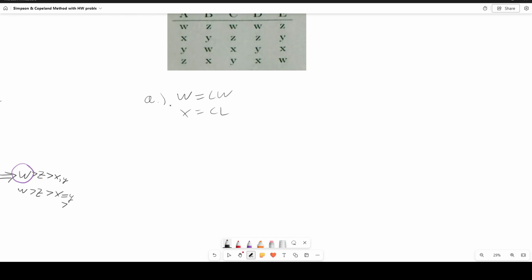There's many ways to find the Condorcet Winner and Loser. We just happened to find it using the exact same table in a previous example. So part B wants to know, what's the ordering under a Borda Count?